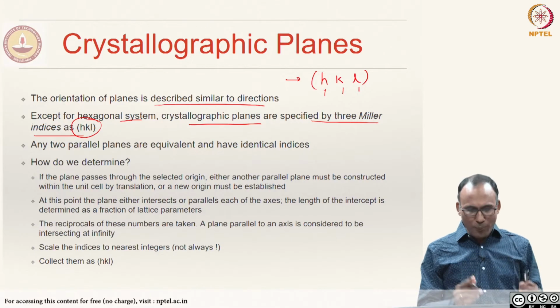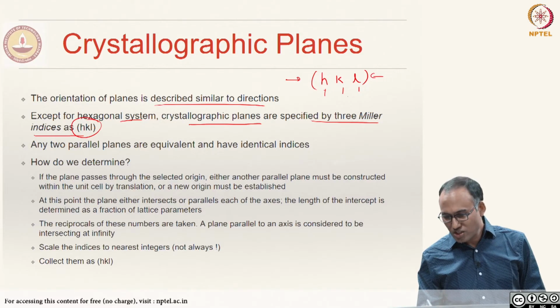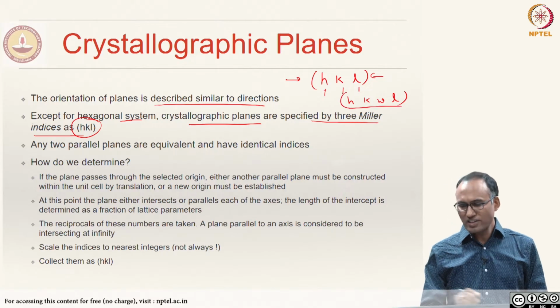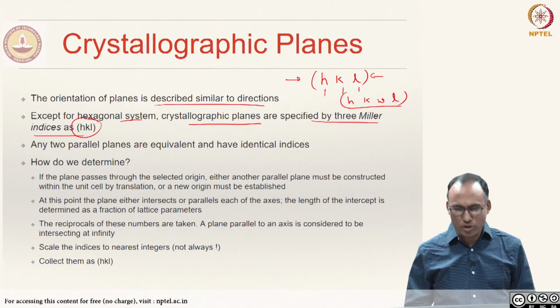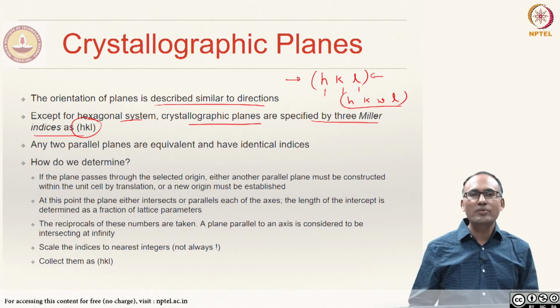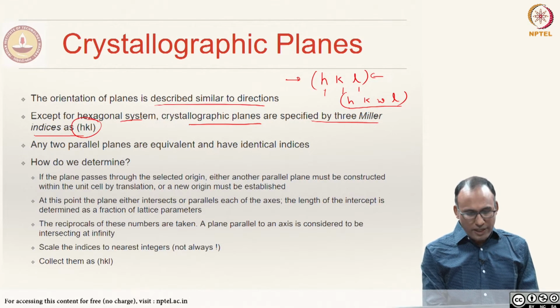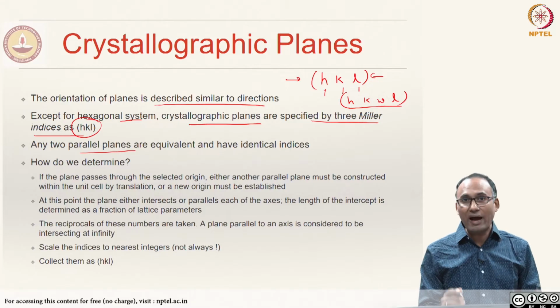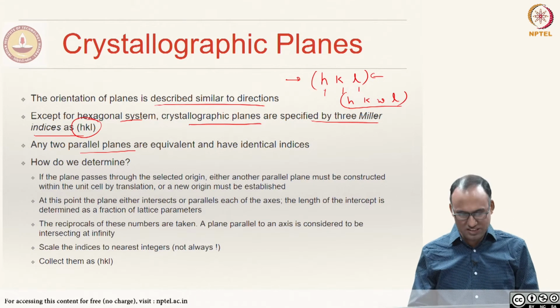And any two parallel planes, so this is for 3 index notation. For 4 index notation, you have to have H, K, maybe I, L. But first we are only going to discuss 3 index notation, and then for 4 index notation, the same philosophy that we have used for directions can be applied to planes as well. And note that any two parallel planes are equivalent and have identical indices.